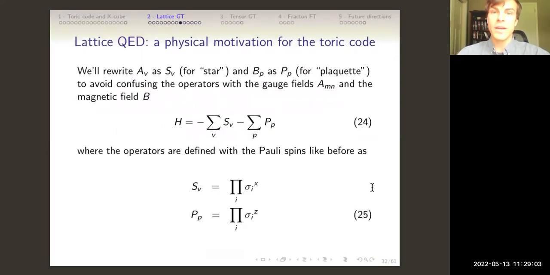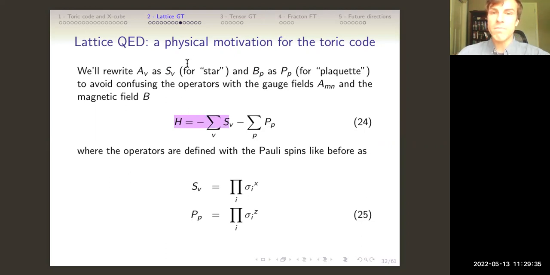So at this point, this was in the independent study phase of this project. This was a place where I really struggled to understand how the lattice QED is a motivation for the toric code. The only thing we do here is just replace the A's with S's, because we have magnetic fields and gauge fields now, so that'll be quite confusing. So the toric code is now just going to be defined with S's and P's instead of A's and B's.